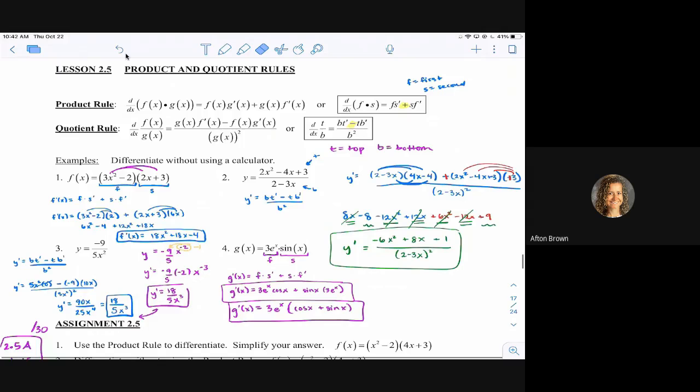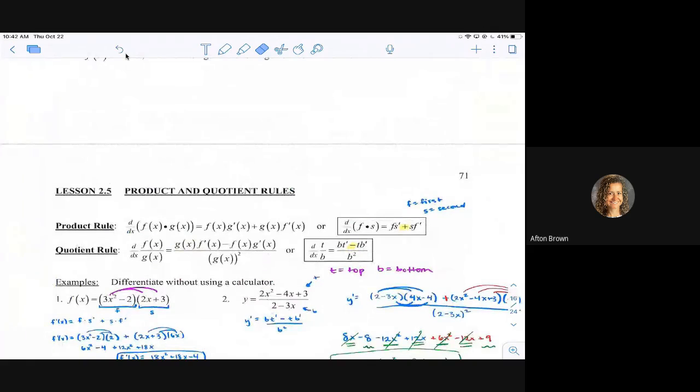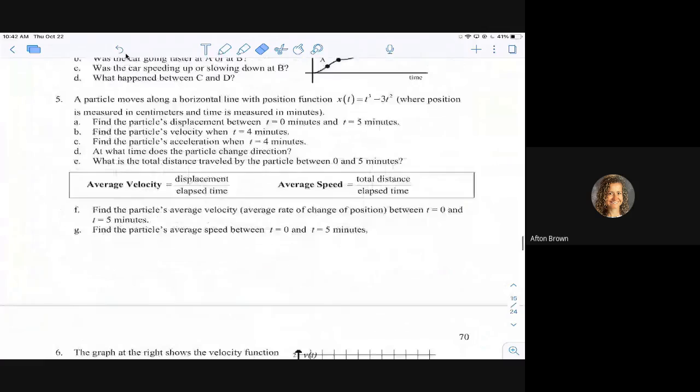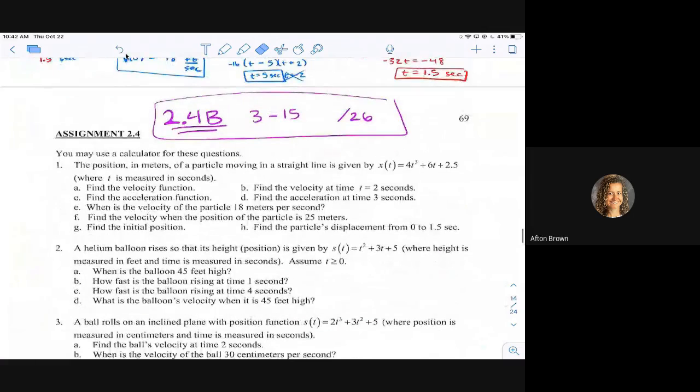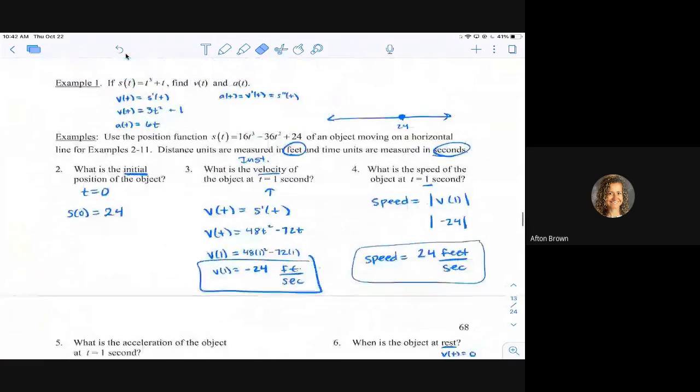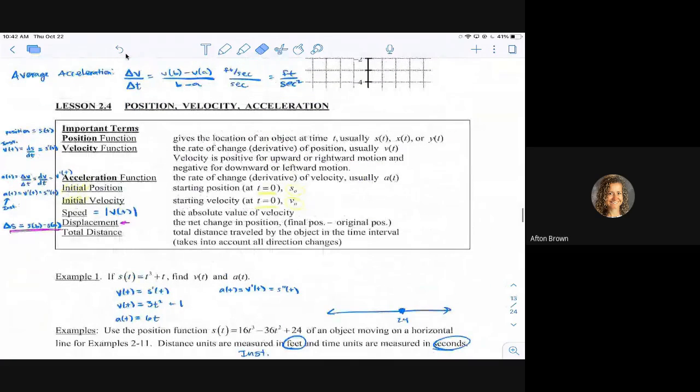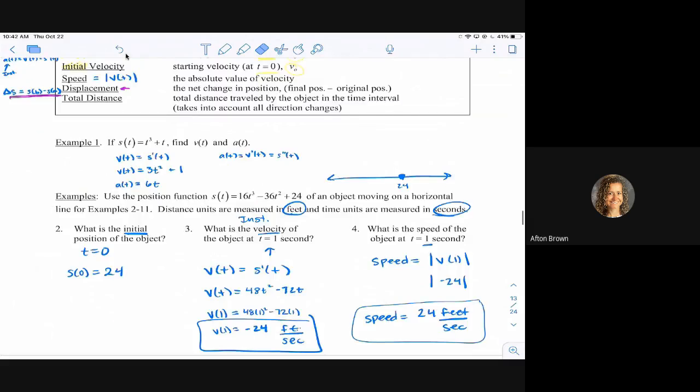Let's see, what else could be on your quiz? So you've got product rule, quotient rule. The other topic that's going to come up is motion. So make sure you've studied your 2-4 assignment, both A and B. Okay, so like this box right here, make sure you know position, velocity, and acceleration. Those are like the 3 topics that I'm going to put on your quiz. So motion questions and product and quotient rule.